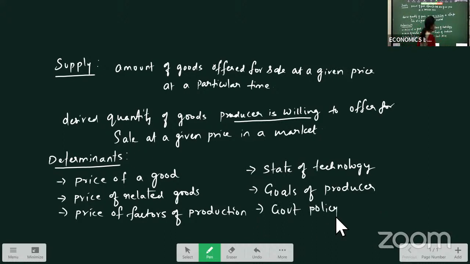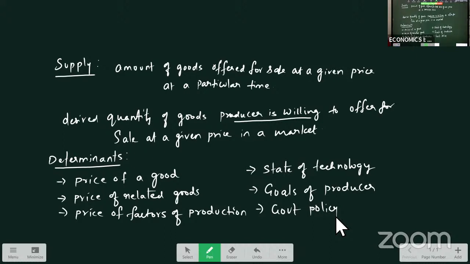Government policy relating to the taxes, relating to the duties, relating to the subsidies, what the government is doing. If the tax rate is high, supply will be less. If the subsidies are high, production will be more, supply will be more. Like that, the government policies also affect the supply of the commodity. So these are the determinants of supply. Hope you understood this one.